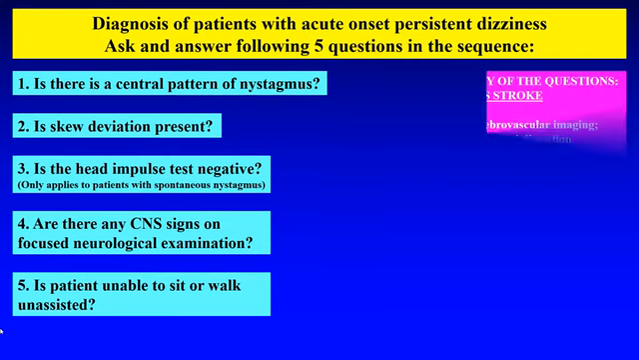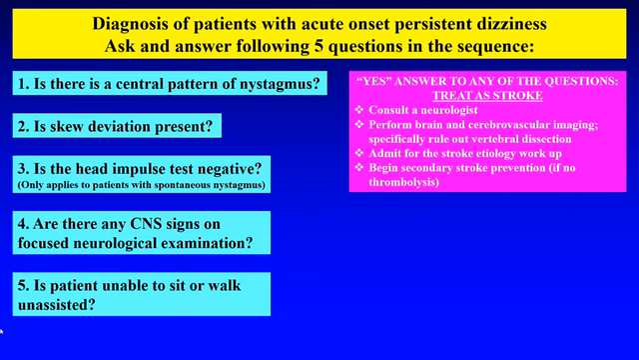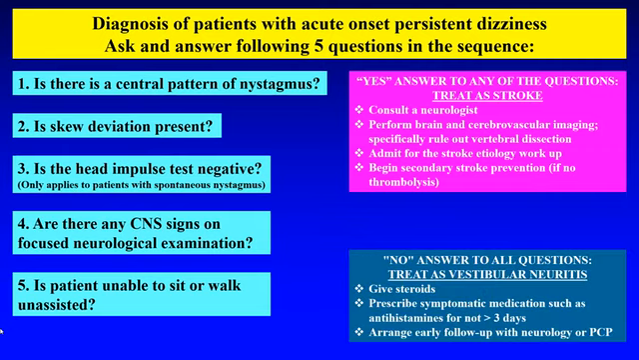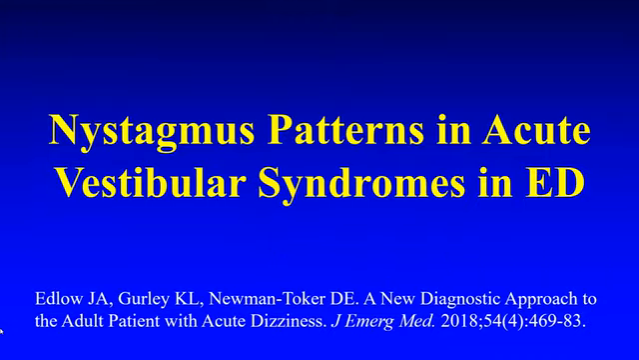If any of these questions is yes, treat as a stroke, perform brain and cerebrovascular imaging, specifically rule out vertebral dissection, admit for stroke with etiology workup, begin secondary prevention if no thrombolysis. And if the answer is no, give steroids, prescribe symptomatic medications such as antihistamines, but not for more than 3 days. Arrange early follow-up with neurology or primary care physician.